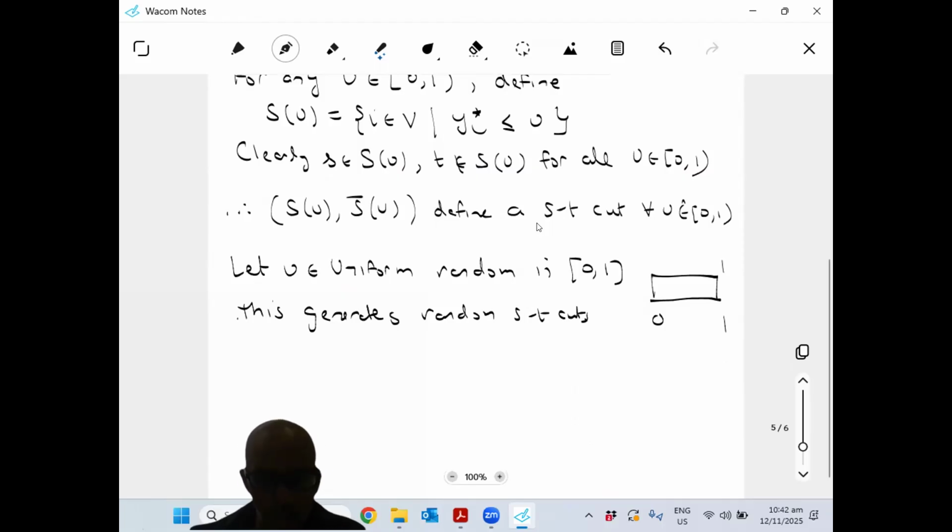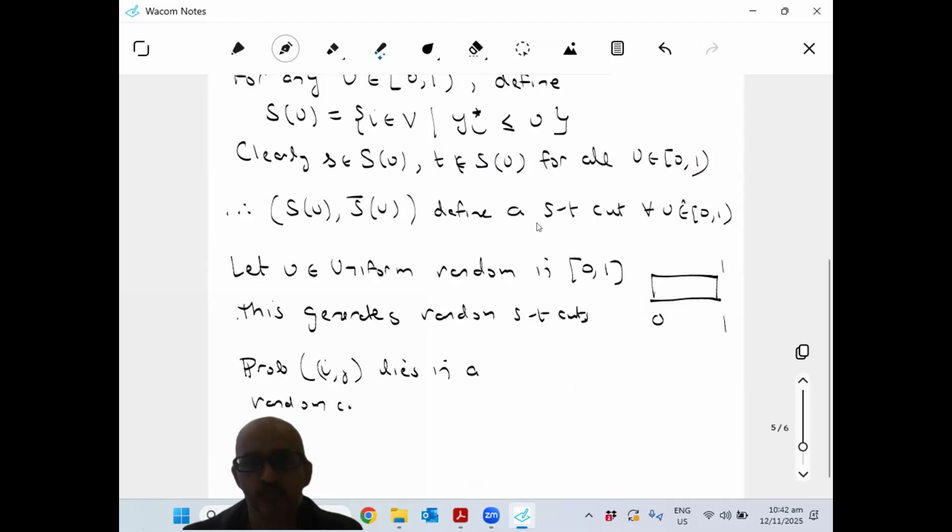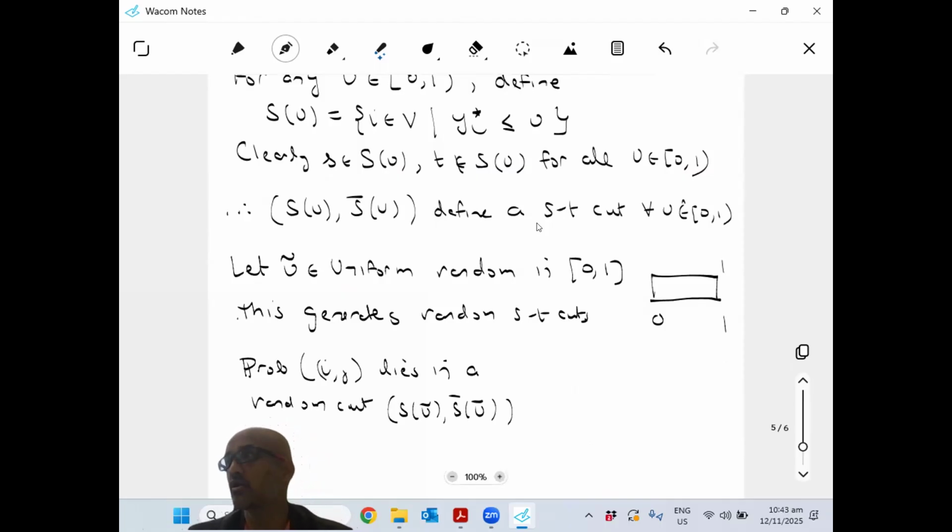Let's look at what the behavior of the random cut is. What is the probability that a link ij, an edge ij, lies in a random cut, this S of u and S bar of u? I'm going to use tilde for randomness. So I'm generating u randomly. So a link might be on the cut or not on the cut as u changes, right? So what is the probability?